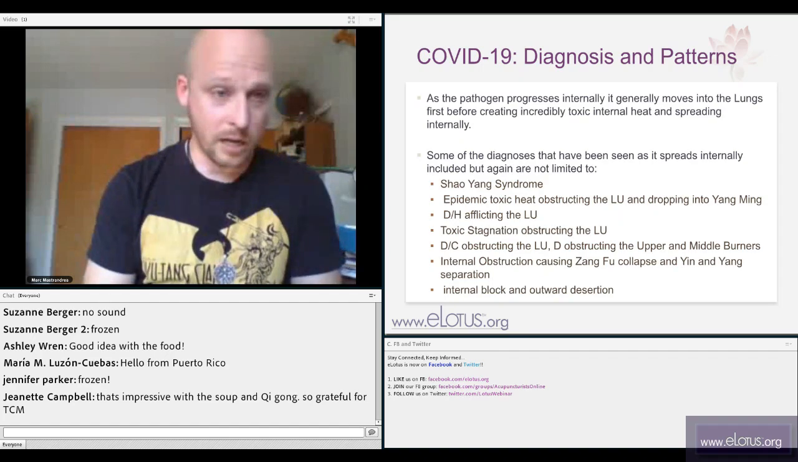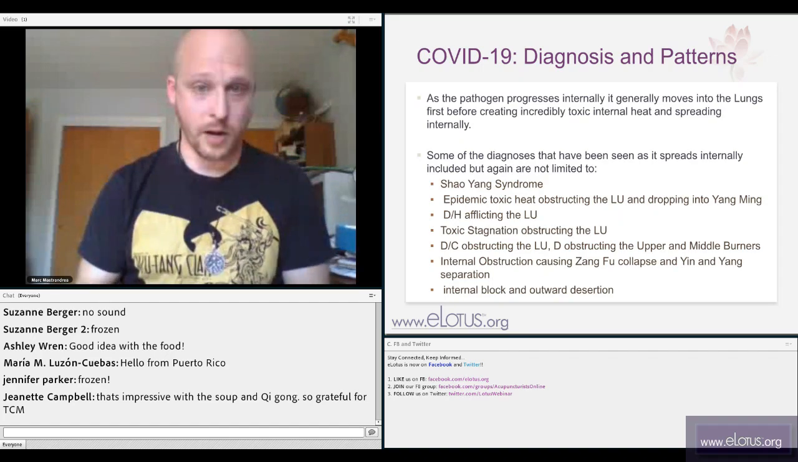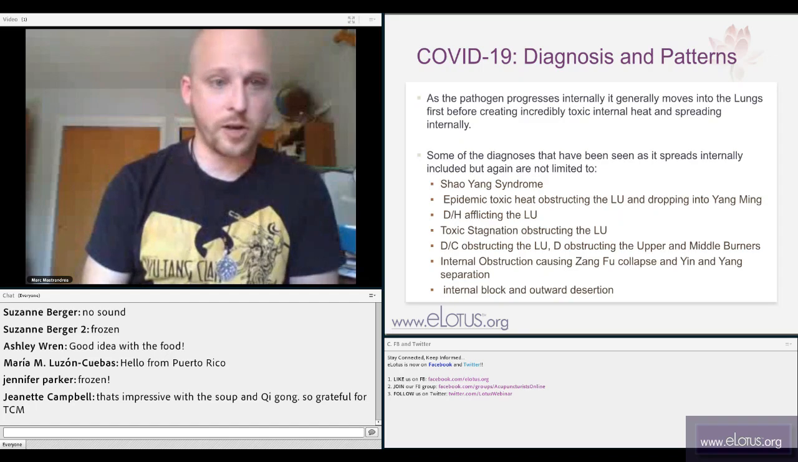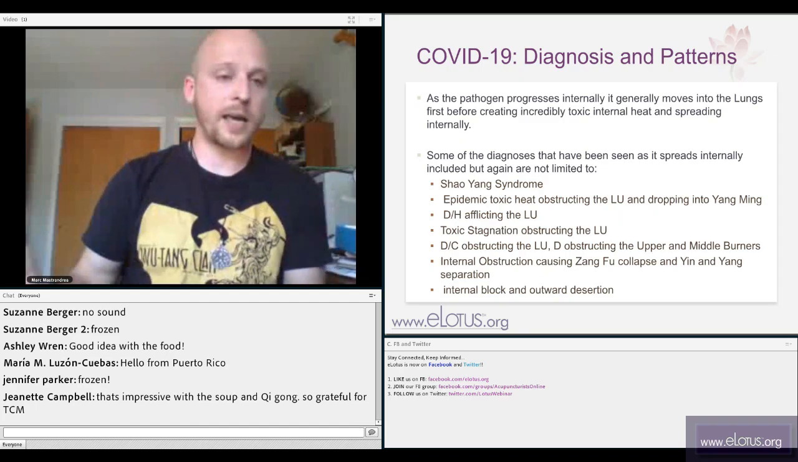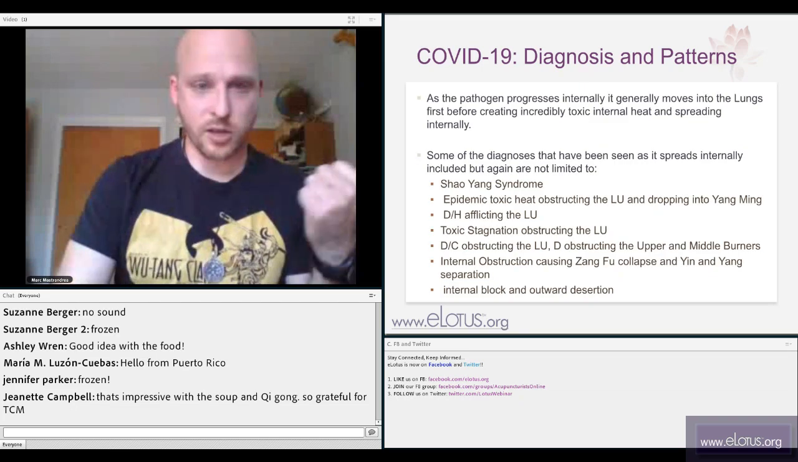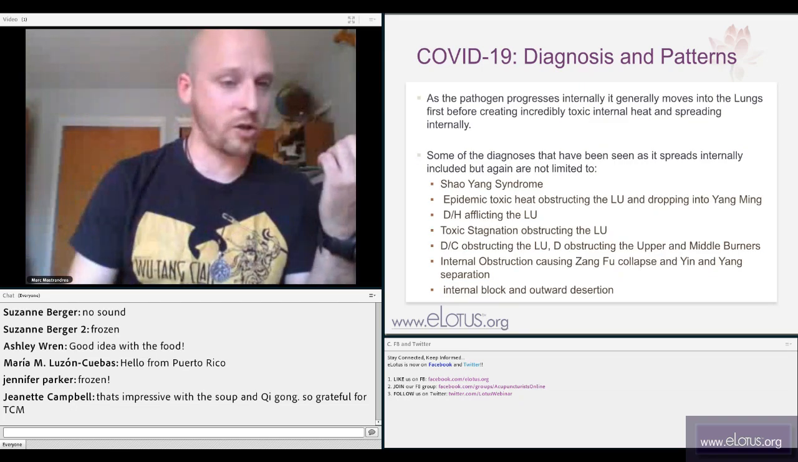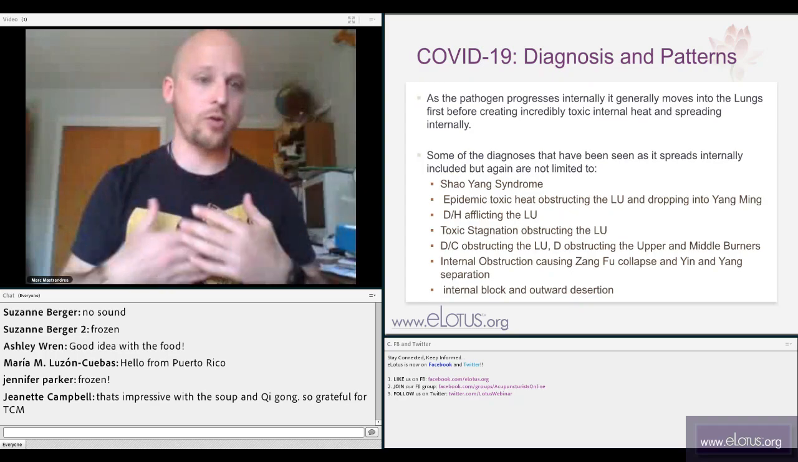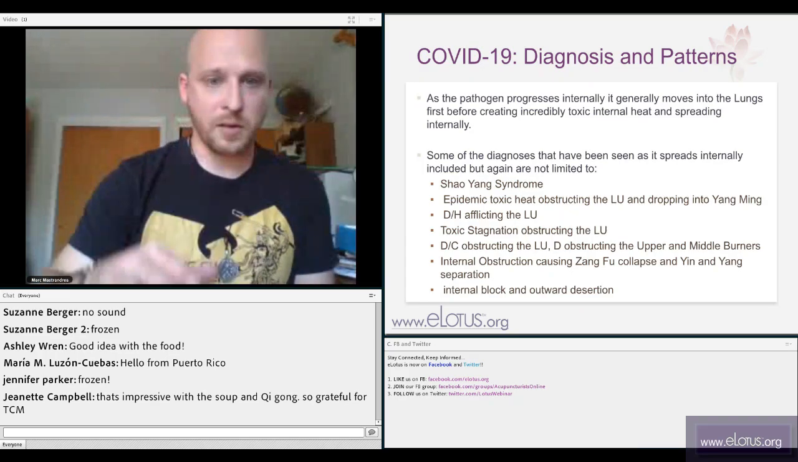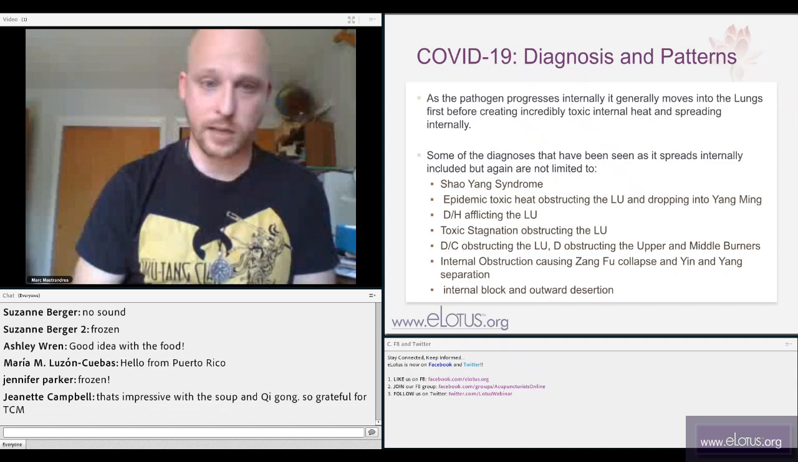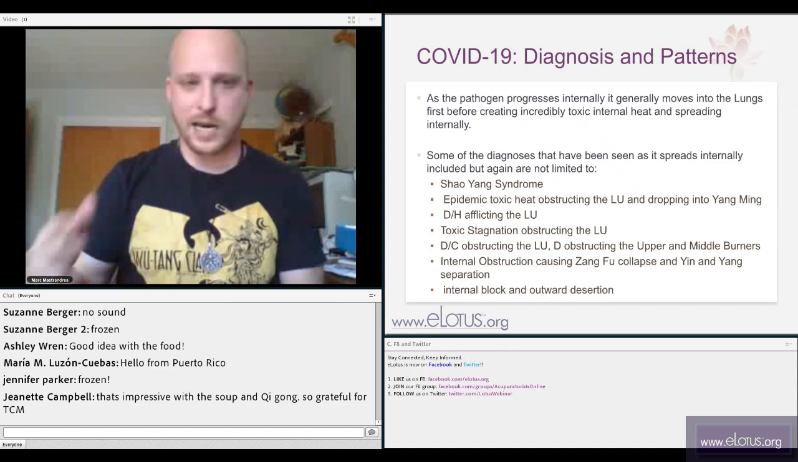As a pathogen progresses internally, it generally moves into the lungs first, but sometimes it can start in the stomach, right? And as it moves into the lungs, it creates what? Toxic internal heat and spreads internally. So again, you'll see diagnoses like Xiaoyang syndrome, epidemic heat obstructing the lungs and dropping into Yangming, right? So it's going to be lung issues with digestive issues. Toxic stagnation obstructing the lungs. Damp cold obstructing the lungs, on and on and on.